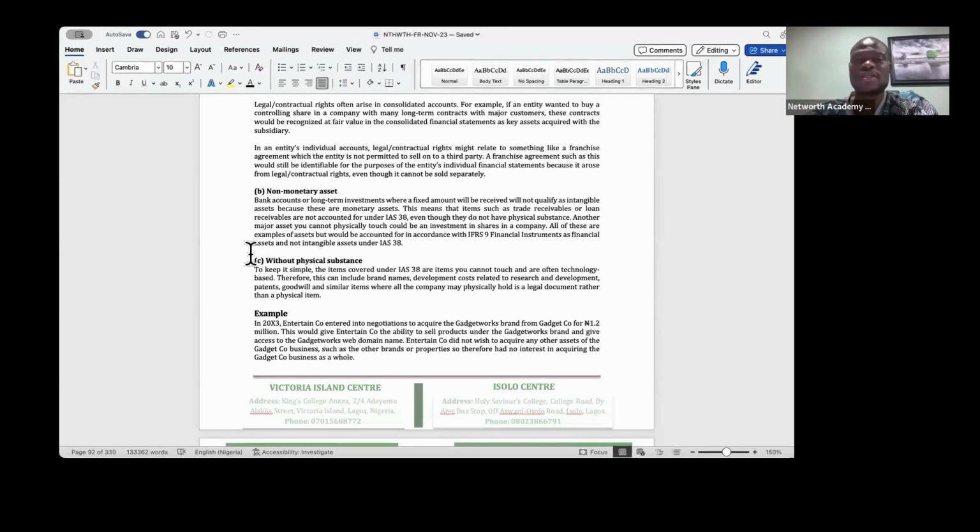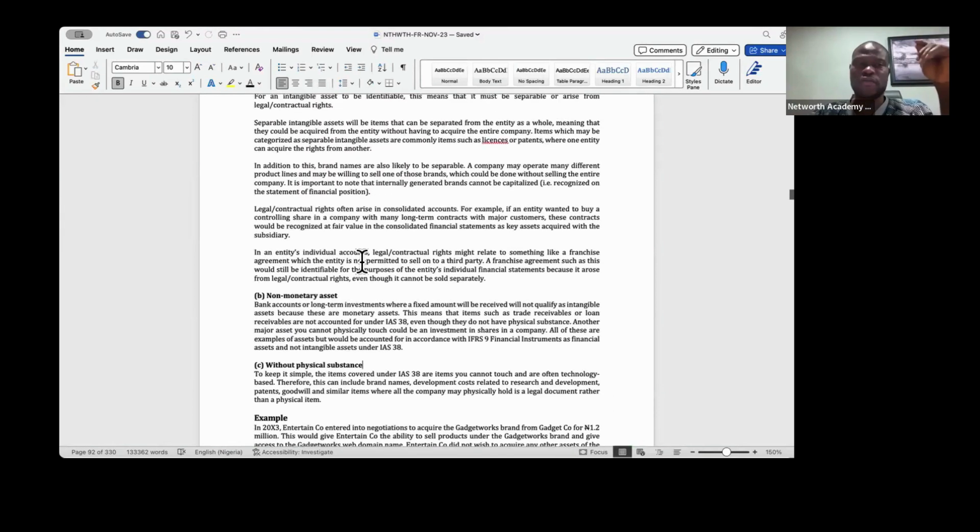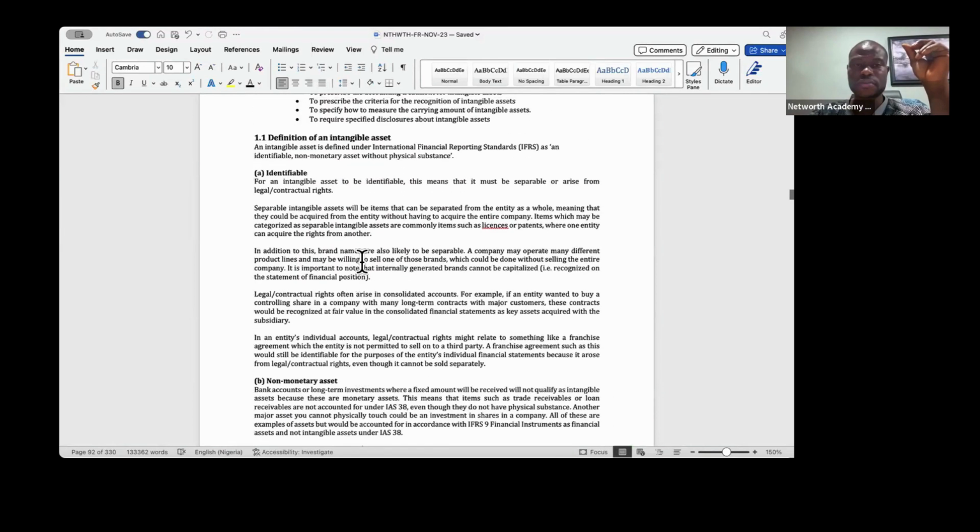And finally, it must be without physical substance, meaning that it's not something you can see, it's not something you can touch. That makes it an intangible because it's without physical substance. Okay, that's the definition for an intangible asset.